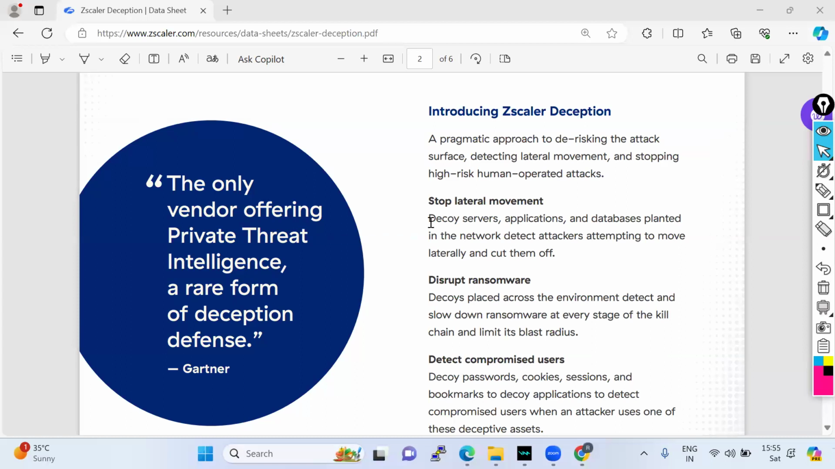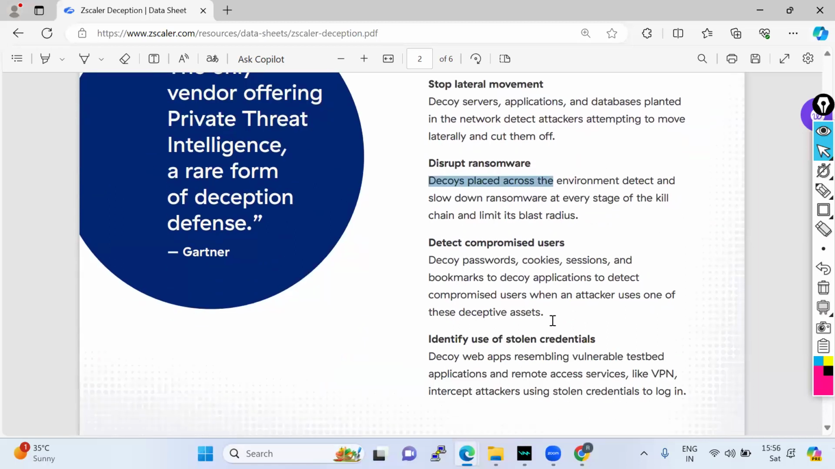How is it going to happen? Decoys are going to be available everywhere: a server, an application, a database, network devices, and anything around it. Zscaler deception is going to understand, cut them short, and stop them. Decoys placed across your network environment detect and slow down ransomware at every stage, or kill the chain and limit the blast radius. This is how it disrupts ransomware. Decoy is everywhere, and a decoy is just a fake identity.